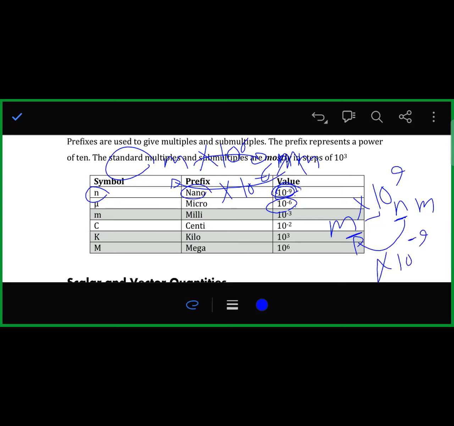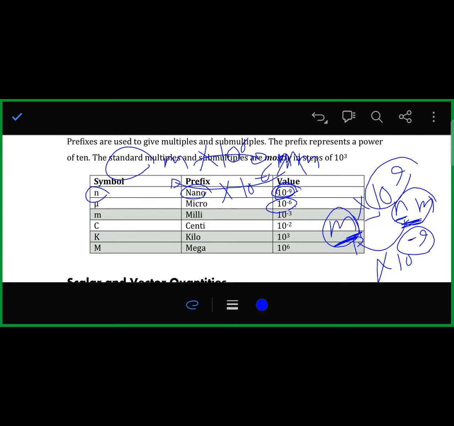So we can say from greatest to smallest, positive power. From smallest to greatest, negative power. Okay? Do you understand now? Okay. Let me just write it down very quickly.